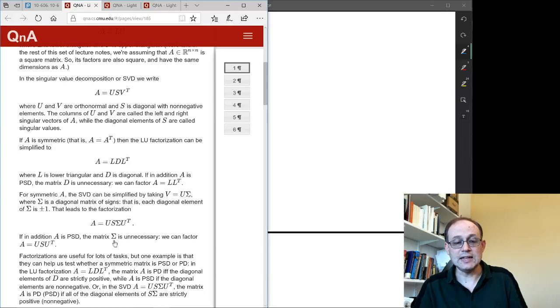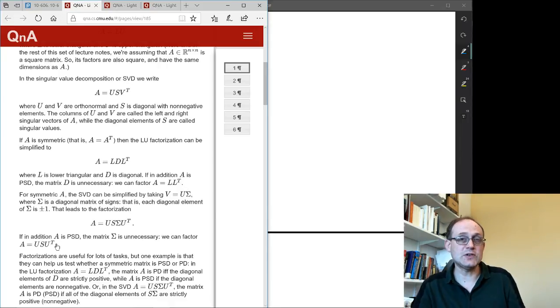And if, in addition, A is positive semi-definite, then we can skip the matrix of signs and have it be just U S U transpose, so that we have just a matrix of positive diagonal elements, and U and V are the same matrix. And this, by the way, is the version that we saw before, U S U transpose.